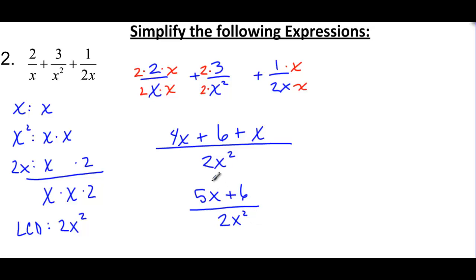Now I can't factor or do anything with my numerator. And again, from what we did in our simplifying, you should remember that you cannot just start crossing things off and canceling, because I can't factor. This would be my final answer: 5x plus 6 divided by 2x squared.